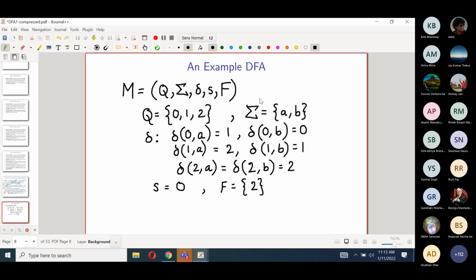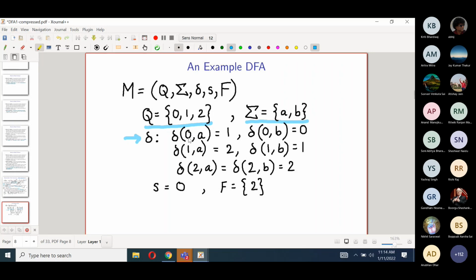So now let's look at a concrete example where we specify what is Q, what is sigma, and so on. Let's look at M, and we are specifying Q to be 3 states. They are named 0, 1, 2. Then we are specifying the alphabet to have 2 symbols, A and B. And I am also specifying the transition function. Notice that this is a function because for every state and every alphabet symbol, you have a description of what the output of the function is.